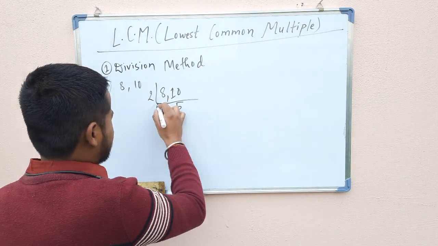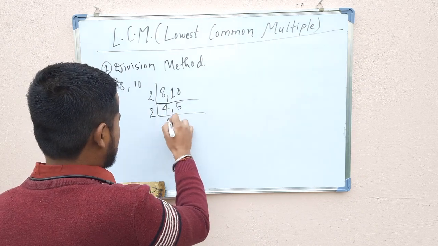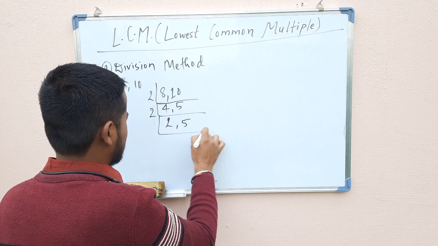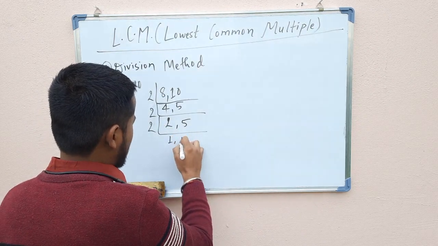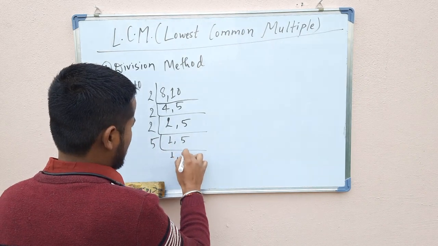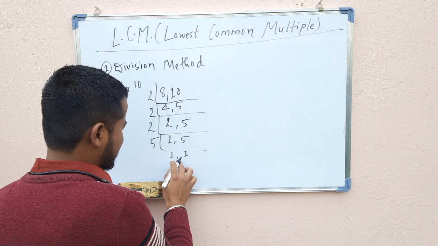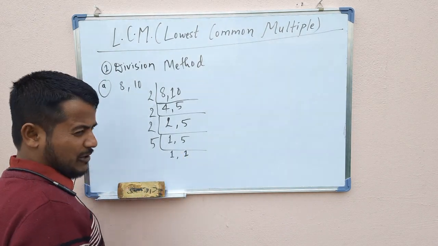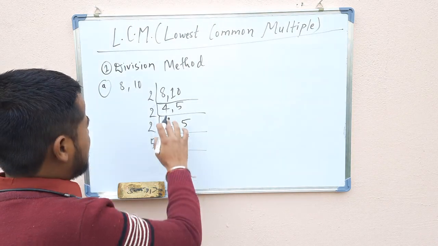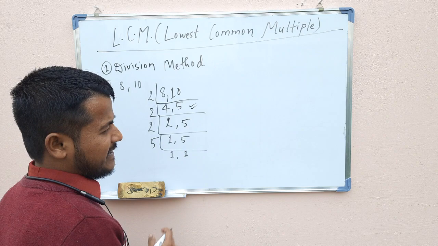Now again, it will go single: 2 1s are 2, 2 2s are 4, and 5. 2 will not divide 5, so no need to write. 2 1s are 2, now 5. Now 5 1s are 5, so now it came to 1 and 1. When it comes to 1 1, then it is correct. Stopping up to the earlier step is also correct, no problem, no doubt, but if you take out 1 1, it will be easy to solve.